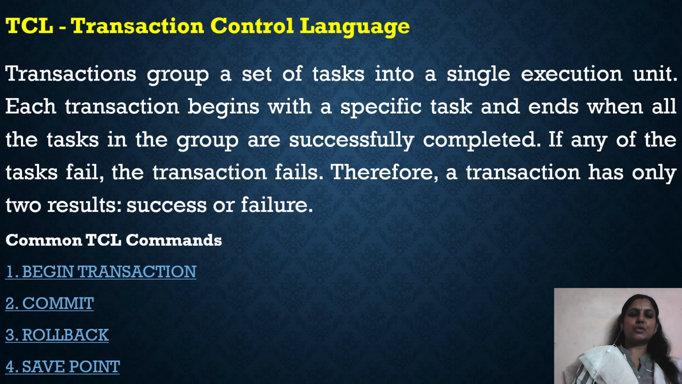Now we are moving to the TCL, Transaction Control Language. Transactions group a set of tasks into a single execution unit. Each transaction begins with a specific task and ends when all the tasks in the group are successfully completed. If any of the tasks fails, the transaction also fails. Therefore, a transaction has only two results: one is success, the other is failure. The common TCL commands: the first one is begin transaction, second commit, third rollback, the fourth one is save point.